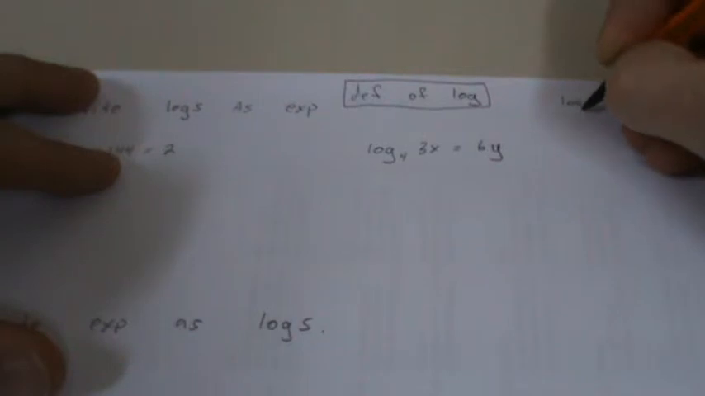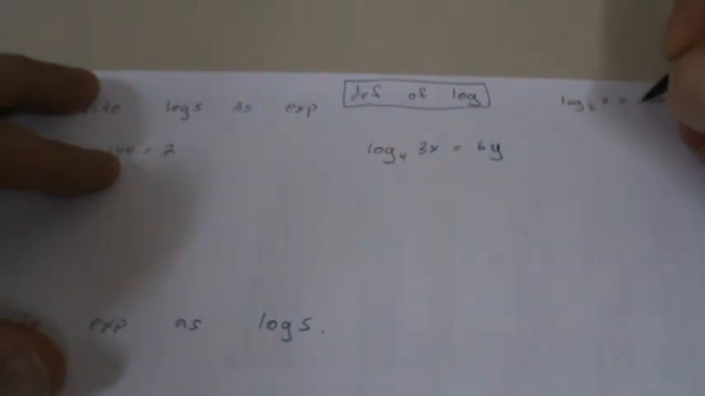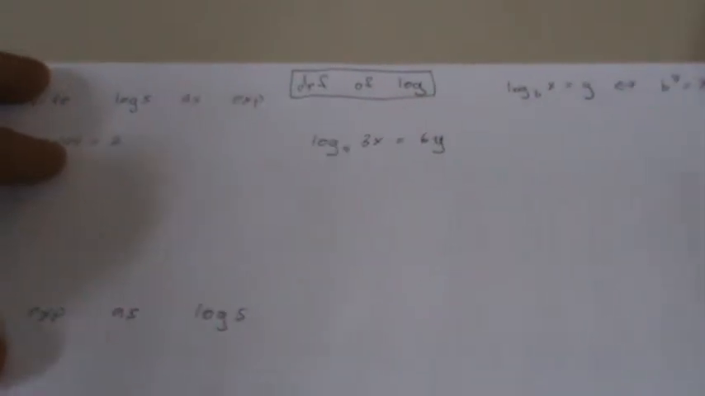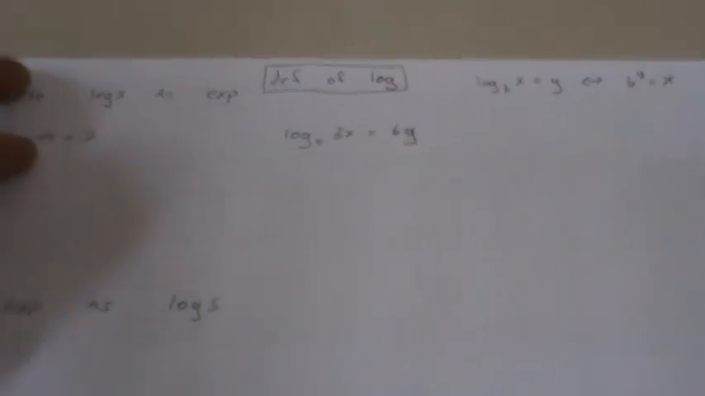Definition of logarithms goes like this. If I've got log of a base b with some argument x and it's equal to y, it can be rewritten as b to the y is equal to x. Alright? And so that's kind of the idea for the definition of logarithms.